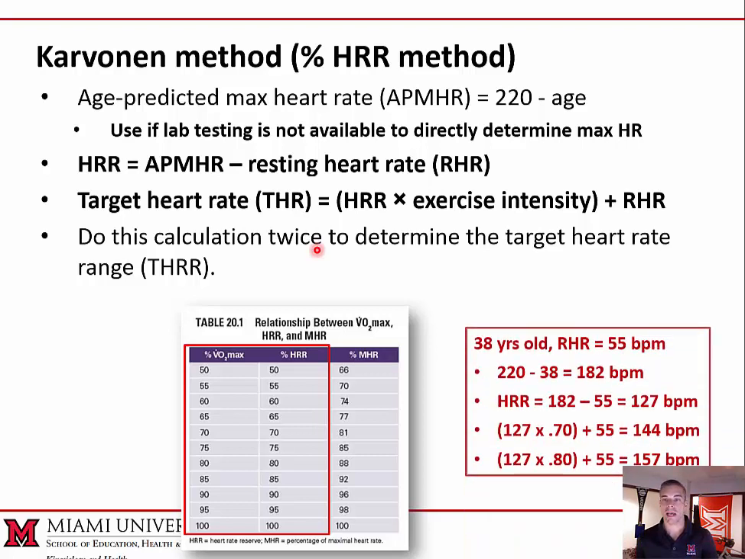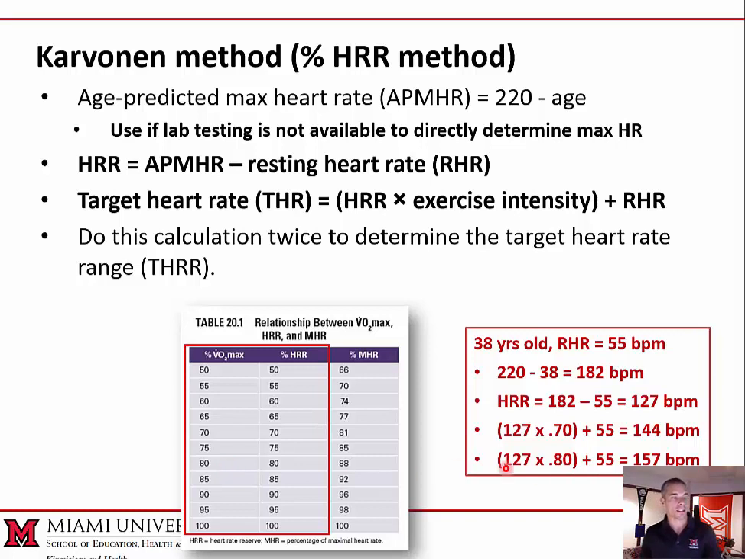So if we look at myself as an example here, I'm 38 years old, have a resting heart rate of approximately 55 beats per minute. So we take 220 minus my age, that gives us my age predicted max heart rate of 182. Heart rate reserve is 182 minus 55, so max minus rest gives us 127 beats per minute. And let's say you wanted me to run at an intensity corresponding to 70 to 80% of my VO2 max. If we look at here for percent heart rate reserve, 70 to 80% of heart rate reserve corresponds exactly to 70 to 80% of my VO2 max.